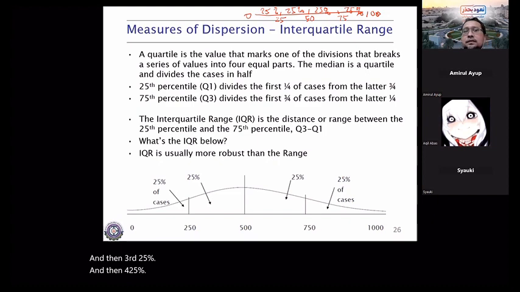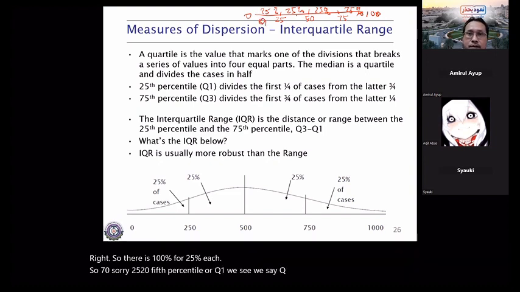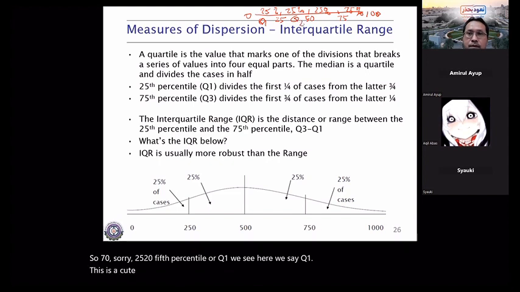So there is 100% in total, 25% each. So the 25th percentile is Q1, here we say Q1. This is Q2. This is Q3. This is Q4.